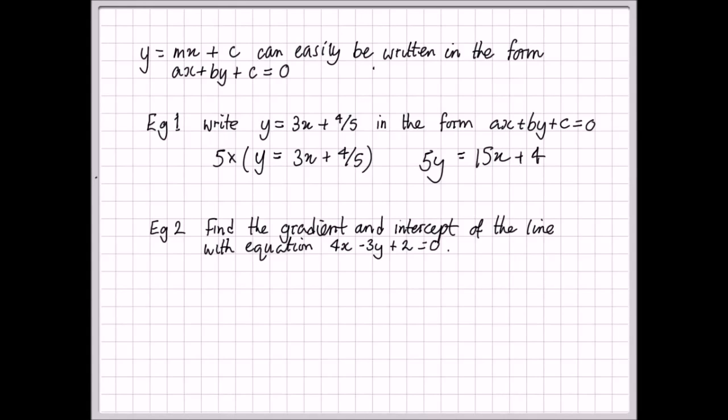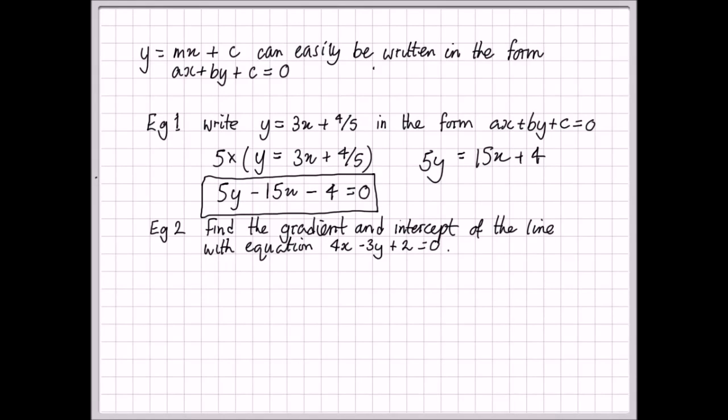So all we have to do now then is just rearrange it. So we'll take the terms on the right hand side over onto the left hand side, and we get 5y minus 15x minus 4 is equal to 0. That's our answer. In the second example, we're going to do the reverse process.